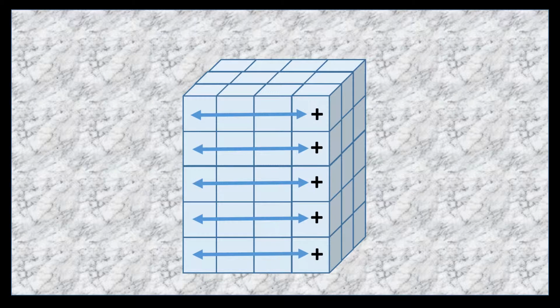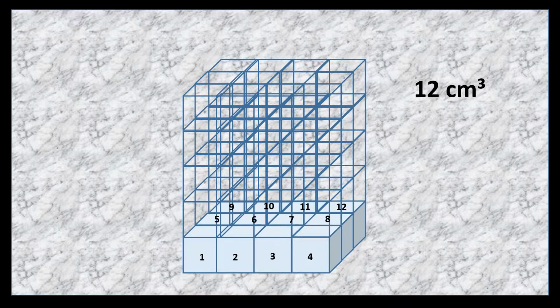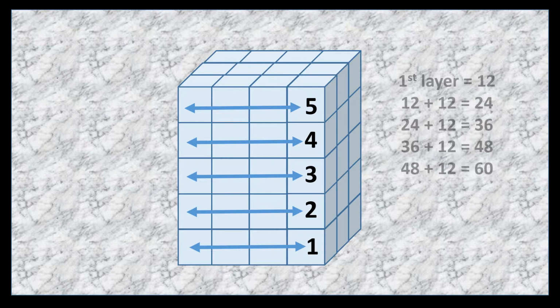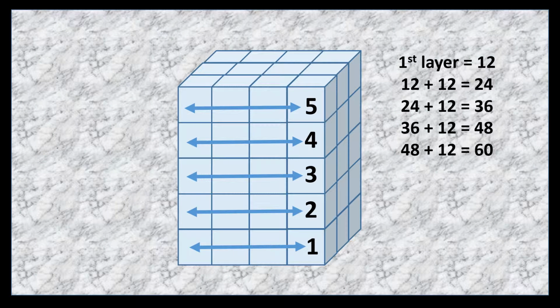Let's try that. What was the volume of the first layer again? 12 cubic centimetres. And how many layers does this rectangular prism have? 5. So using addition, I want you to add the layers and tell me the volume of this rectangular prism. So we start with 12 for the first layer. So 12 plus 12 equals 24. 24 plus 12 equals 36. 36 plus 12 equals 48. And 48 plus 12 equals 60. That means the volume is 60 centimetres cubed. You mean 60 cubic centimetres? Oh yeah, 60 cubic centimetres.